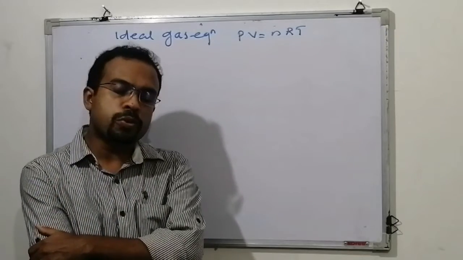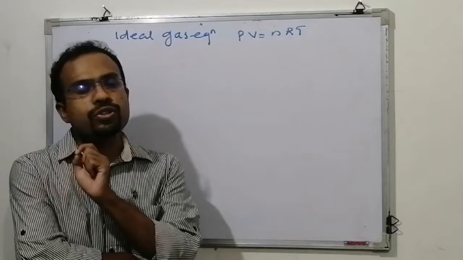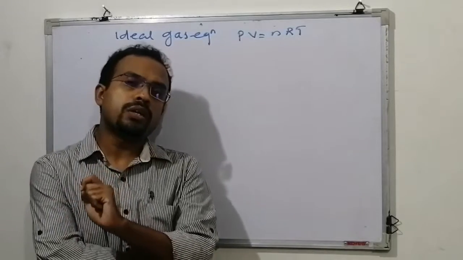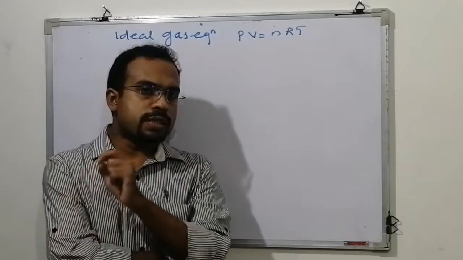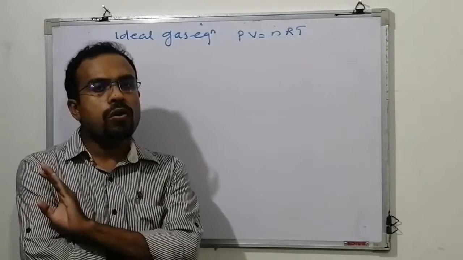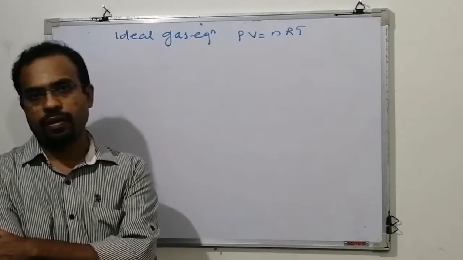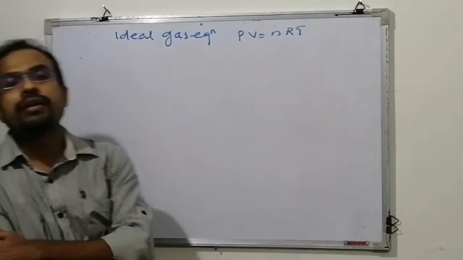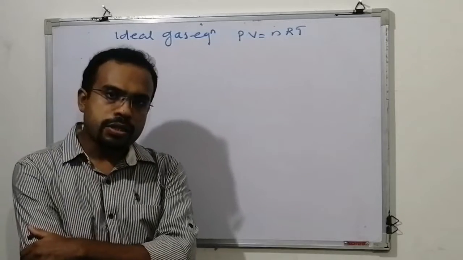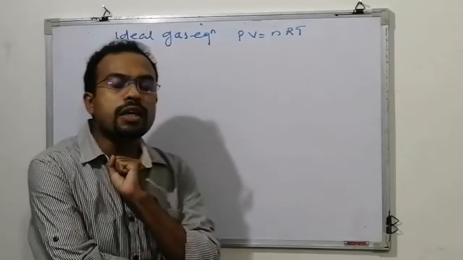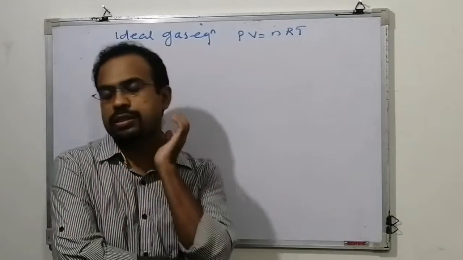What was the fifth postulate? The actual volume of gas molecules is negligible as compared to the total volume of the container. That postulate is wrong. What was the sixth postulate? There is no repulsive or attractive force between them. Therefore, this equation is not fit for real gases. Hence, we want to modify the ideal gas equation so as to fit real gases.